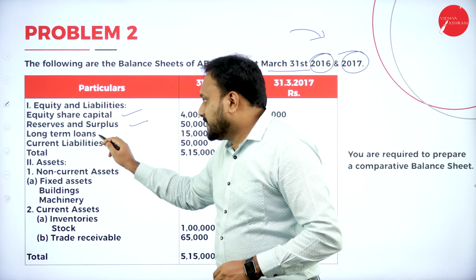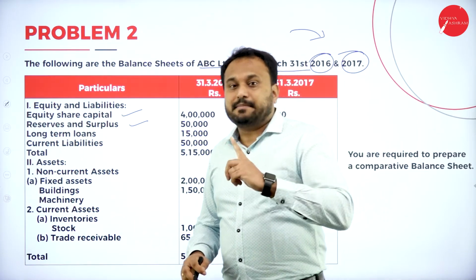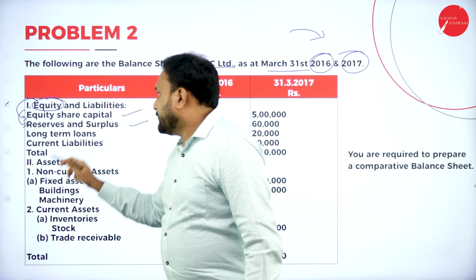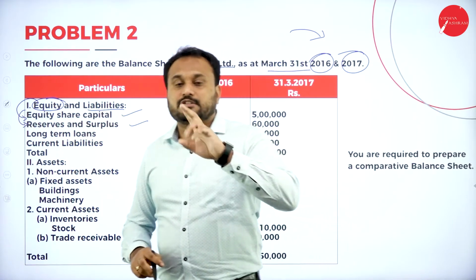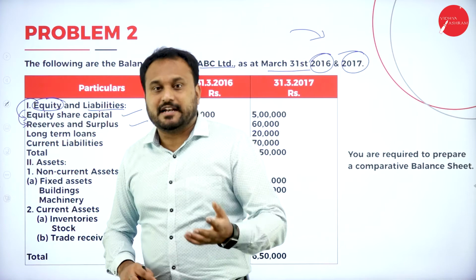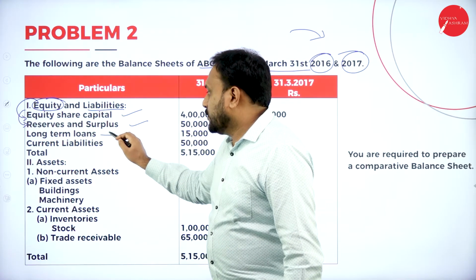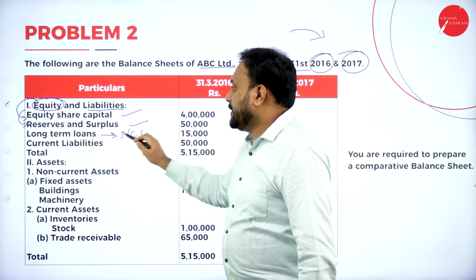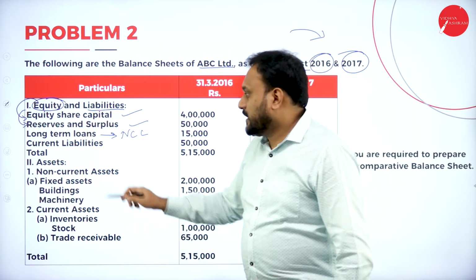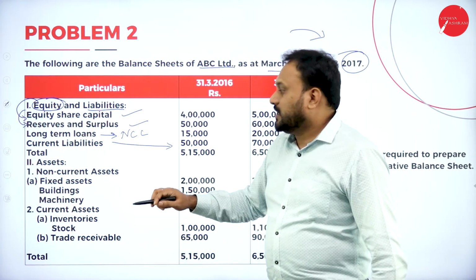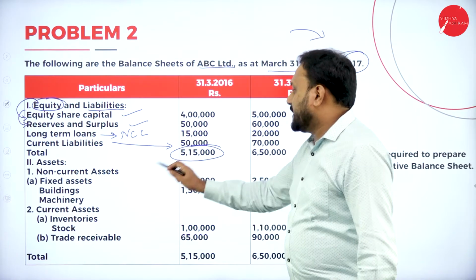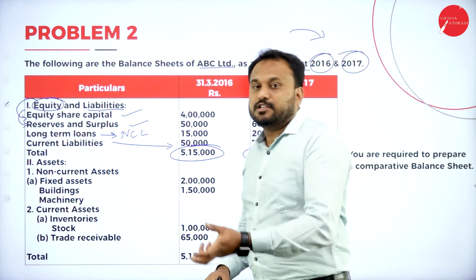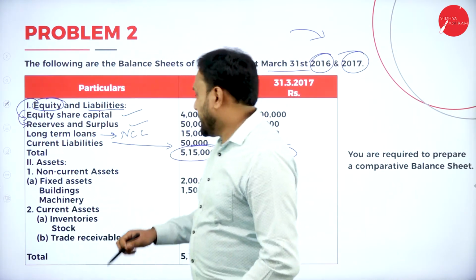Next, they have given long-term loans, but we know that. In liability, see, equity is done. So for equity, these two are done. Now for liabilities, we have two. One is non-current liability, another is current liability. Now, where will this long-term loan go? This will go under the heading non-current liability. And then you write this long-term loans. Next one is current liabilities. Now again, copy paste. Total, we have 5,15,000 and here we have 6,50,000.